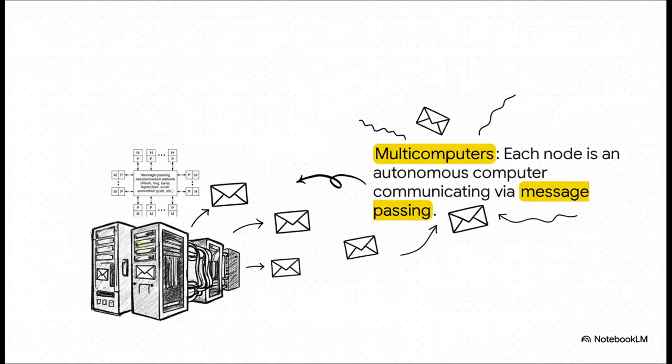And finally, let's circle back to our loosely coupled friends, the multicomputers. As you can see here, each node is basically its own self-contained computer with its own processor and its own private memory. There's no shared whiteboard at all. All communication, all coordination, it all happens by explicitly passing messages over a network, just like sending emails. This design is unbelievably scalable, and it's the foundation for many of the biggest supercomputer clusters in the world today.